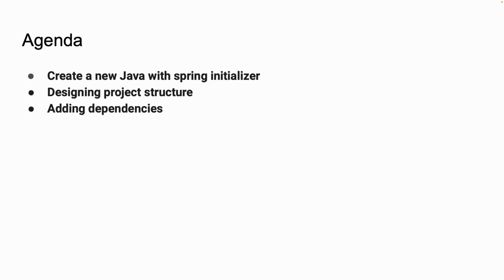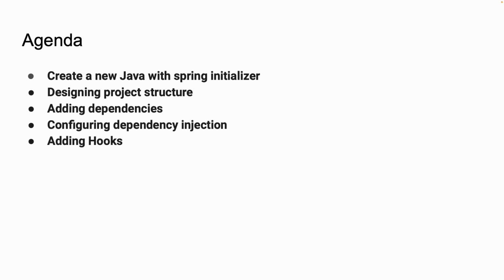We need to add the required dependency, and we're going to talk about it once we get to that step. We need to configure something called dependency injection, and for that we will be using PicoContainer. We will add our first set of hooks, and if you're familiar with automation testing in general, you will see that hooks are normally what you add before and after a scenario. And finally, we will create our test runner class. This will enable us to run tests through the command line prompt.